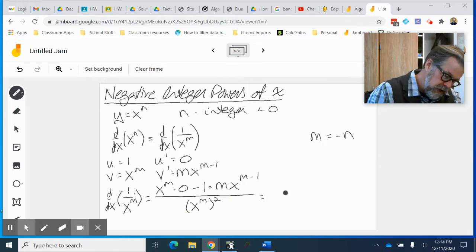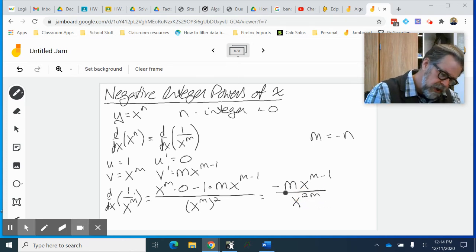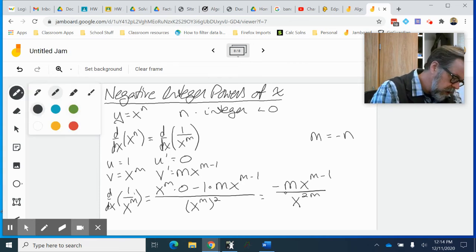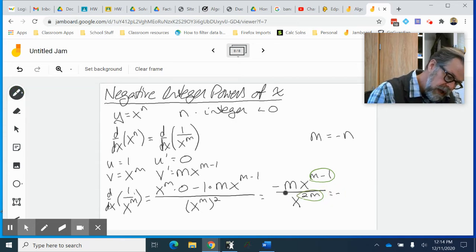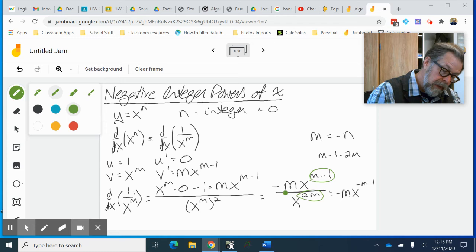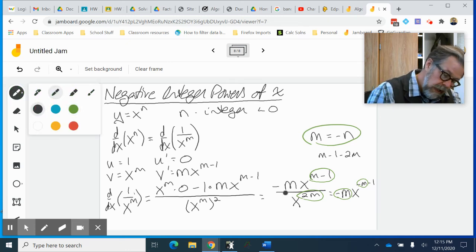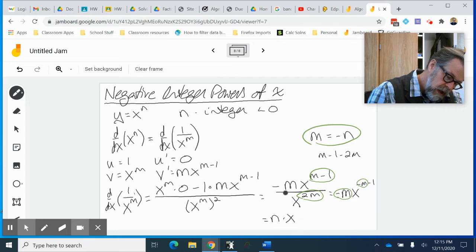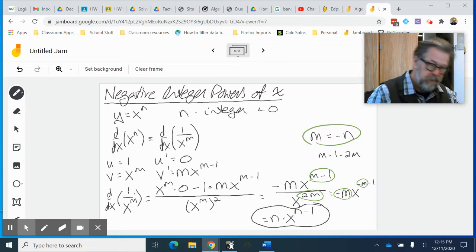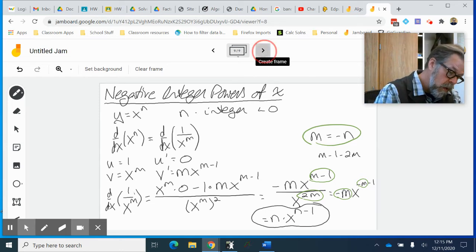Well, let's do some simplification. This is negative m x to the m minus 1 divided by x to the 2m. My shortcut for exponents is that I'm going to subtract those. So these are just going to be m minus 1 minus 2m. That gives me negative m x to the, well, m minus 1 minus 2m is negative m minus 1. But one thing I might notice is m and negative n are the same thing. So this equals n x to the n minus 1, works exactly the same. So this comes in a little bit useful.